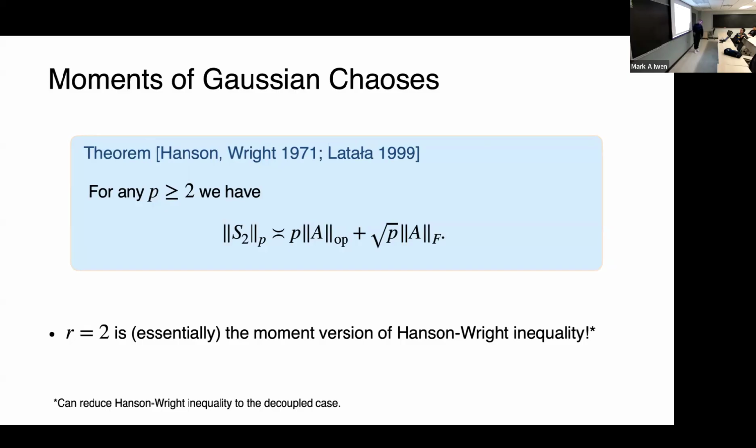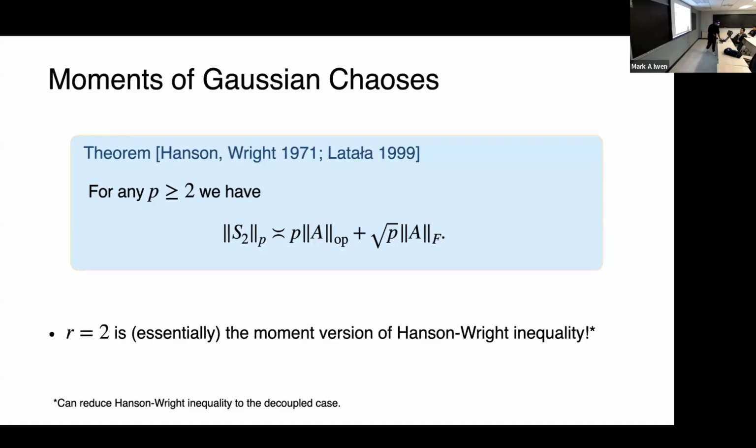Right? And this is actually a very classic result, effectively due to Hanson and Wright. I think the lower bound was first proven by Latała a few years before his main result. So this is the moment version of the Hanson-Wright inequality. So for general r, we generalize this to higher order chaoses.